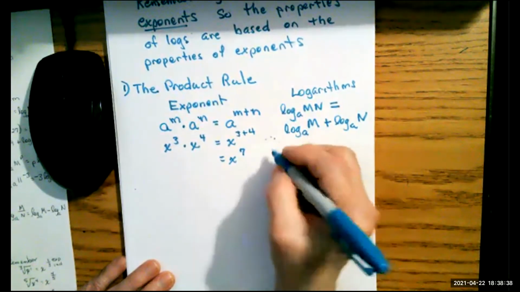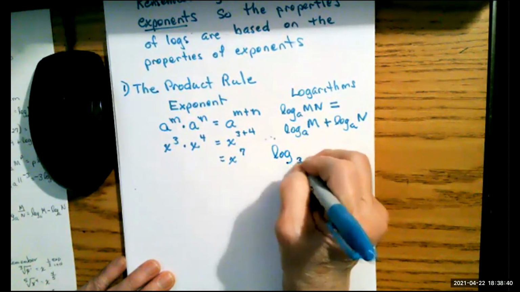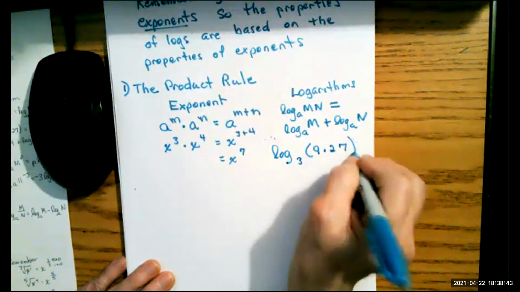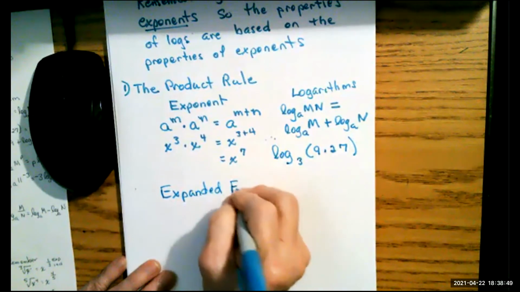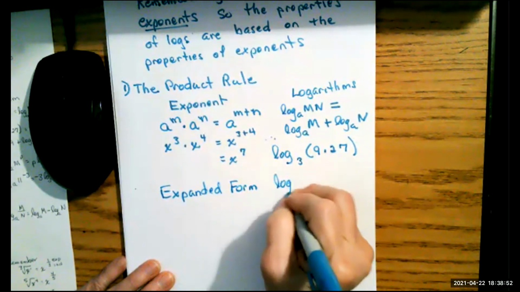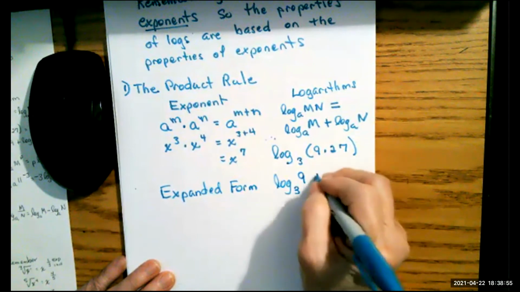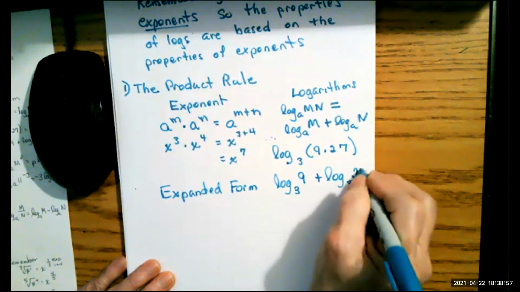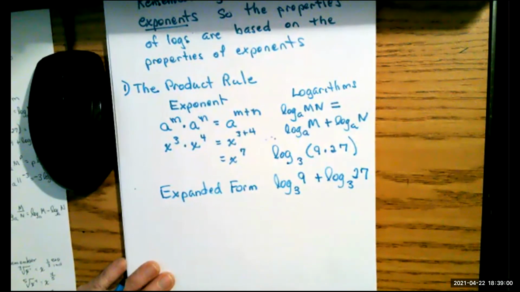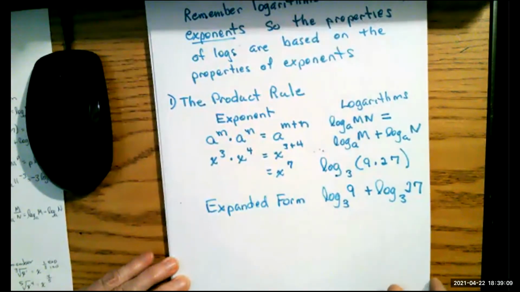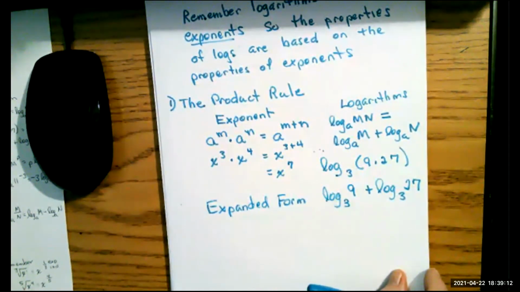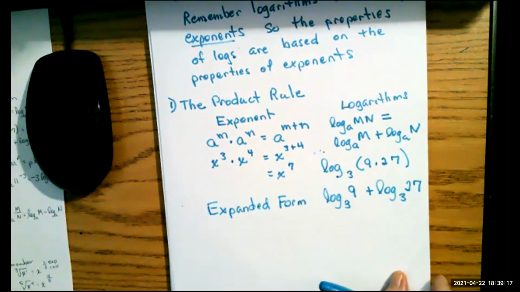So let's see what that looks like. If you had log base 3 of 9 times 27, and they ask you to expand, this is called expanded form, then you would write log base 3 of 9 plus log base 3 of 27. That's called the product rule, and we use this one all the time. We use these rules all the time. We'll use them when we do tonight. Anybody need to wait before I move that information? Almost finished with it. Okay.